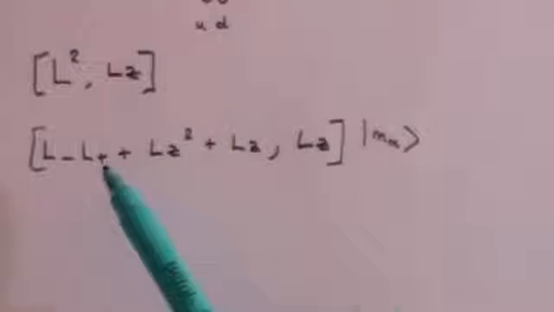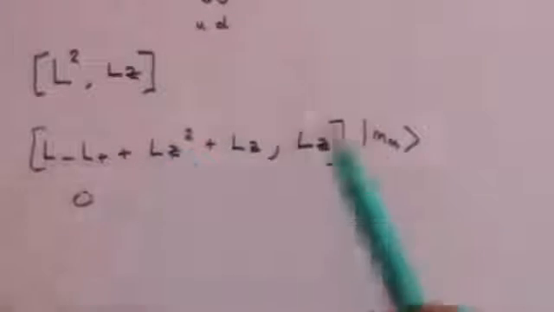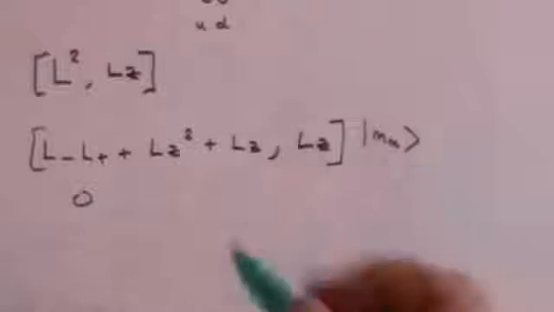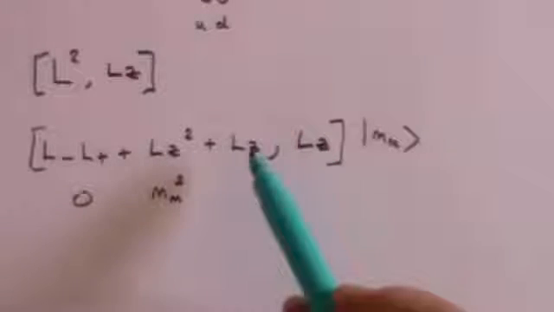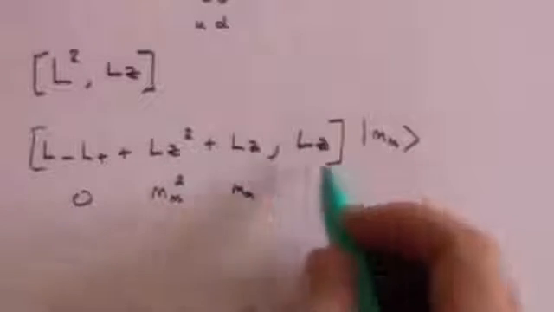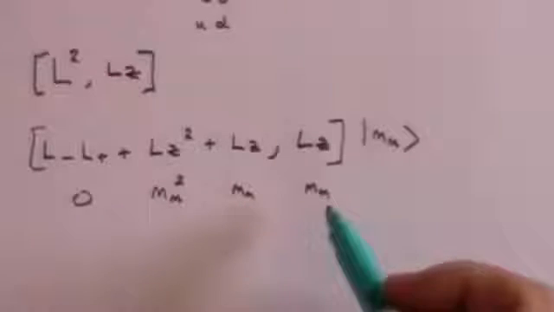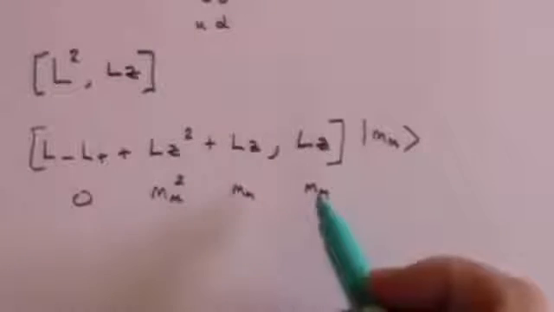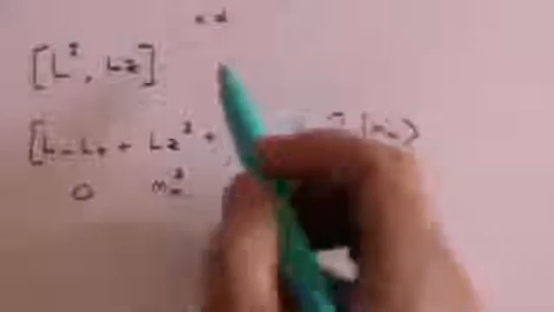What happens when L plus acts on the maximum value of M? You get nothing. So that term goes. What happens when Lz squared acts on the maximum value of M? It returns the eigenvalue, m squared. What happens when Lz acts on the maximum value of M? You just get m. And similarly here. These are all numbers. These are eigenvalues, real numbers. All real numbers commute. Consequently, this commutator equals 0.